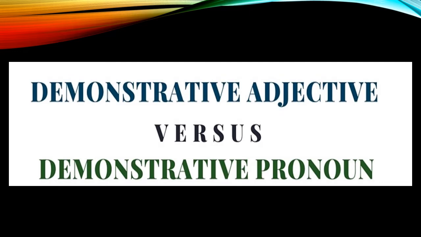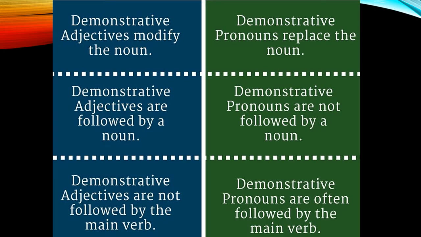So demonstratives can be used as demonstrative adjectives or demonstrative pronouns, and there are three basic differences which you need to learn. One, demonstrative adjectives modify the noun, while demonstrative pronouns replace the noun. Number two, demonstrative adjectives are followed by a noun, while demonstrative pronouns are not followed by a noun. Number three, demonstrative adjectives are not followed by the main verb, while demonstrative pronouns are often followed by the main verb. These are the basic three differences you need to learn just to identify demonstrative adjectives and demonstrative pronouns properly.